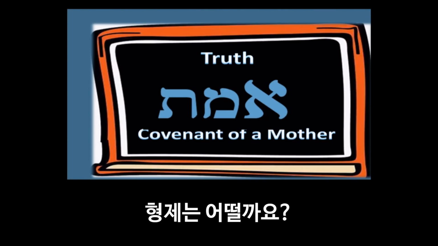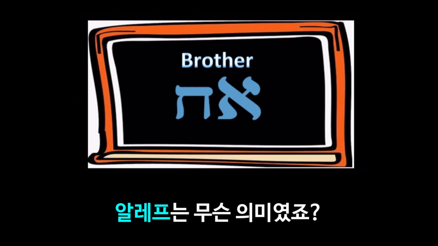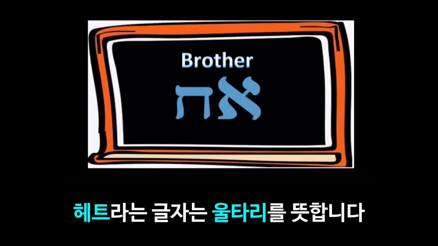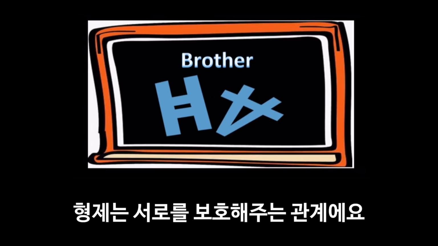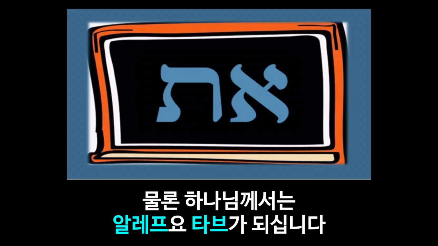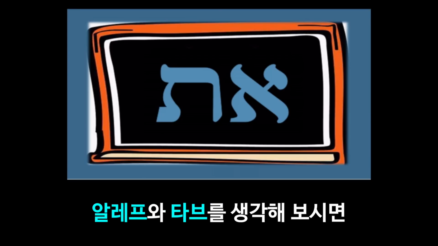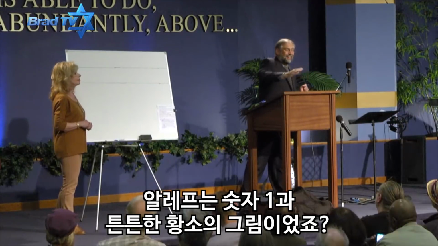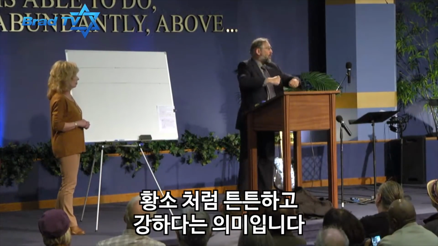Now, how about brother? Do you know brother in Hebrew is ach? Okay? Well, do you remember now the aleph means what? Ox, that which is strong. You're going to find in Hebrew the letter ach is a fence. So a brother is a strong fence. He's the one you're supposed to be protecting each other. And then, of course, he is the aleph and the tav. Don't think of alpha and omega. That's Greek. Go to the aleph and the tav. And the amazing thing about the aleph and the tav, the aleph, which is the number 1, has a symbolic picture of and means strong, as an ox is strong.